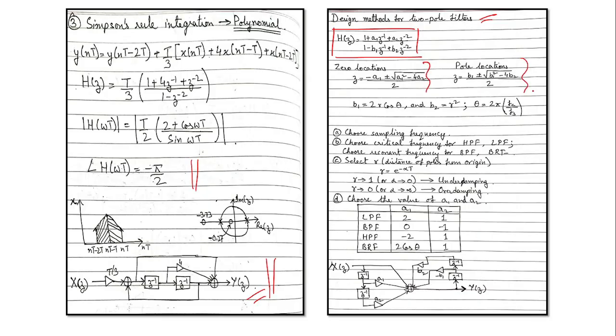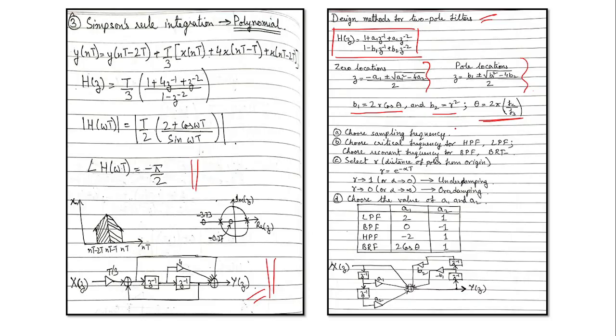Pole and zeros equation, you know. So here if you see, a1, a2, b1, b2 are there. So a1, a2 values are already predefined. You don't have to do anything. You have to calculate b1, b2. b1 is equal to 2r cos theta, b2 equals r square. Theta we already know in radians, how we have to calculate, right?